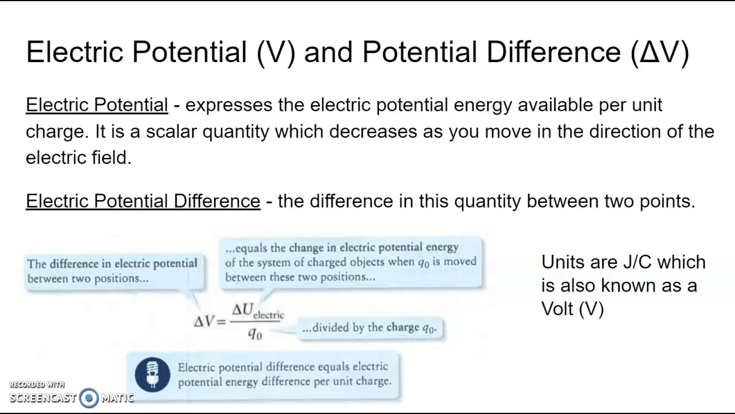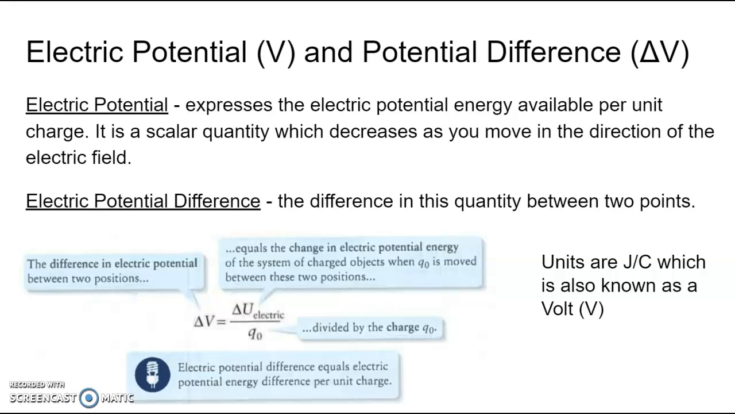Okay, so electric potential is an expression that allows us to represent the amount of electric potential energy available per unit charge. This means that if our charge is in one spot, the electric potential at that spot is an expression of how much energy is available for that charge. It's a scalar quantity, and it decreases in the direction of the electric field. That part's not so important, but just note that it allows you to know how much energy is available for that charge. So electric potential difference will just be the difference in this quantity between two different locations.